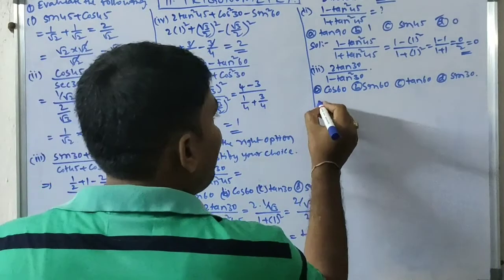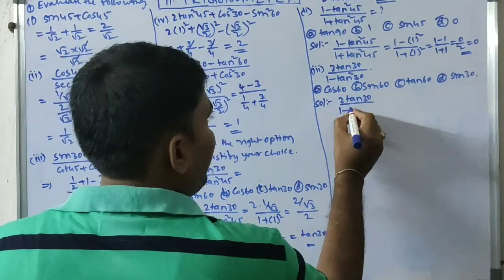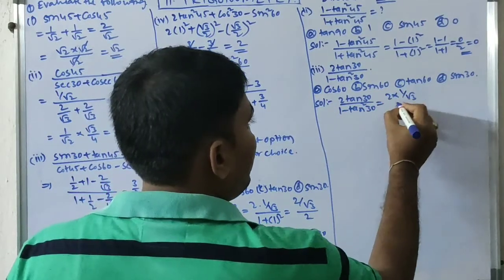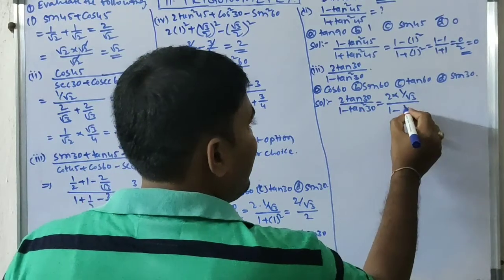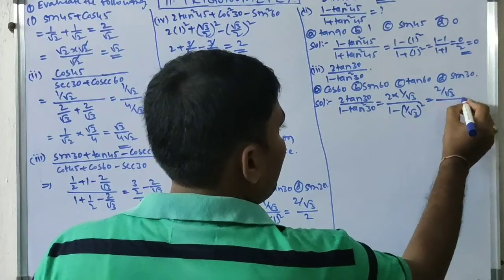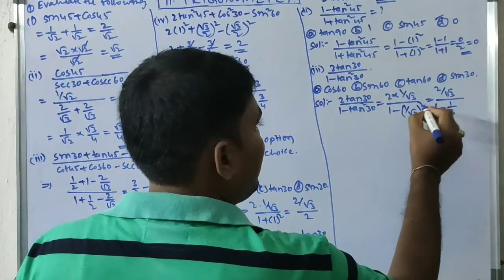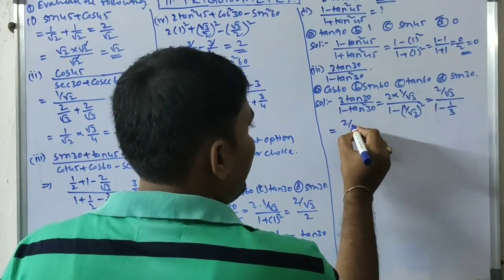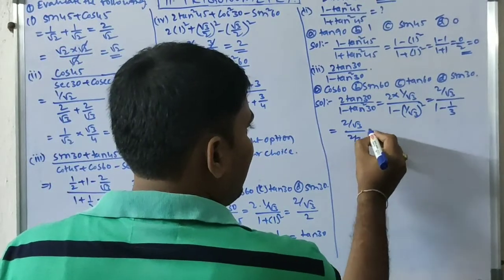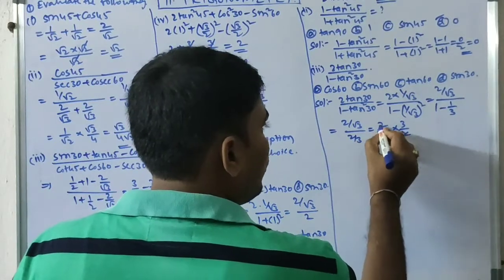Okay, so coming to the solution, 2 tan 30 by 1 minus tan square 30 equals 2 into tan 30 value 1 by root 3, by 1 minus tan 30 value 1 by root 3, whole square. So 2 by root 3 by 1 minus 1 by 3, since root 3 square is 3. That equals 2 by root 3 by (3 minus 1) by 3, which is 2 by 3. So it equals 2 by root 3 into, this will be reciprocal, 3 by 2. 2 cancel.